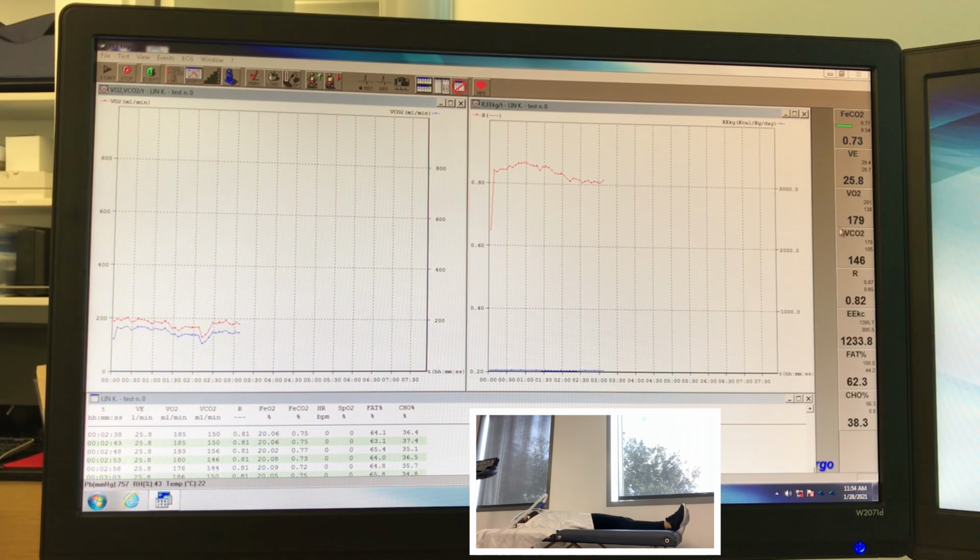On the right-hand side, you can also see VO2, VCO2 being plotted. This piece of equipment abbreviates respiratory exchange ratio just with a simple R. So at this moment, the respiratory exchange ratio is 0.8. This top variable is forced expiratory CO2. This is ventilation rate. And those are some important variables for you to notice.